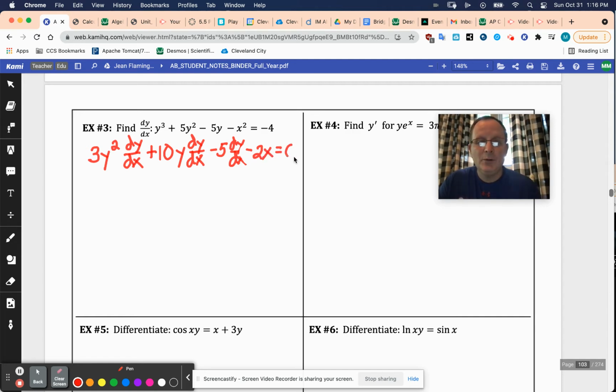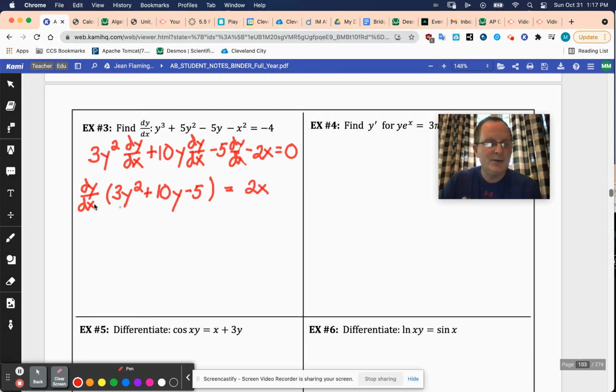So the only thing to move to the right hand side will be the 2x. And then everything else stays over here. So I see that all three of those have a dy dx, so I'm going to go ahead and factor. So dy dx times all of that, 3y squared plus 10y minus 5. And then I'm adding the 2x to both sides, and there we are.